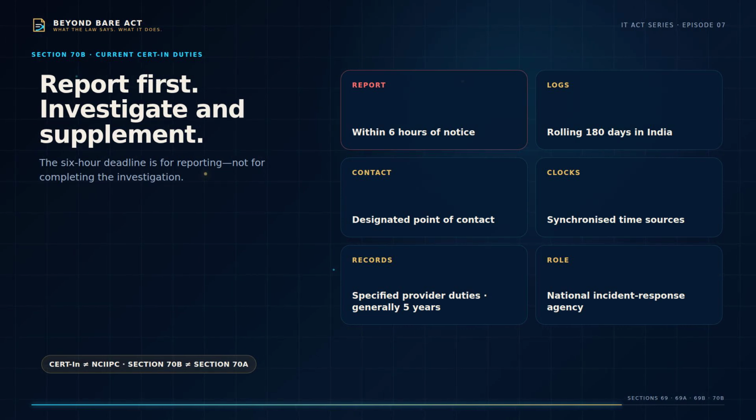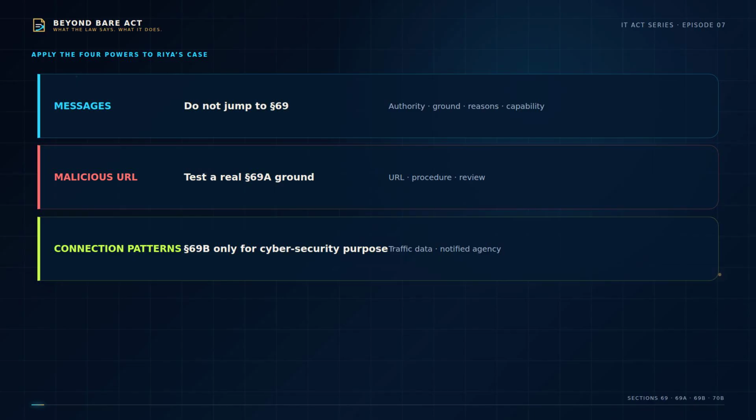One final distinction. CERT-In is not NCI-IPC. NCI-IPC under Section 70A focuses on critical information infrastructure. CERT-In's incident response role is broader and can apply even where the affected system has not been formally designated as critical infrastructure. Now apply the framework.